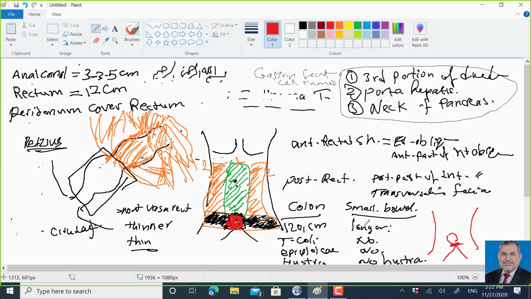What is Denonvilliers fascia? It lies between rectum and vagina, or rectum and prostate. So it should be here.